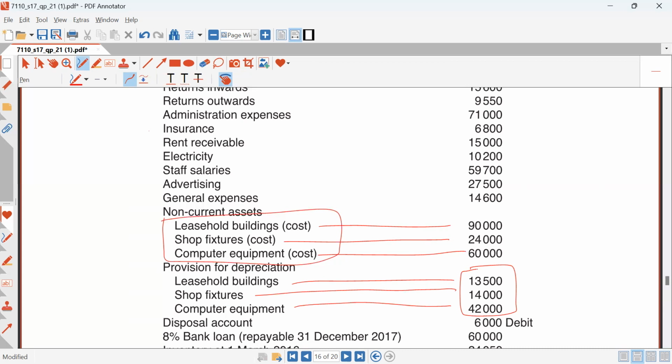So we have the cost and we have the depreciation. We have the value of depreciation. Both things are given in the question.